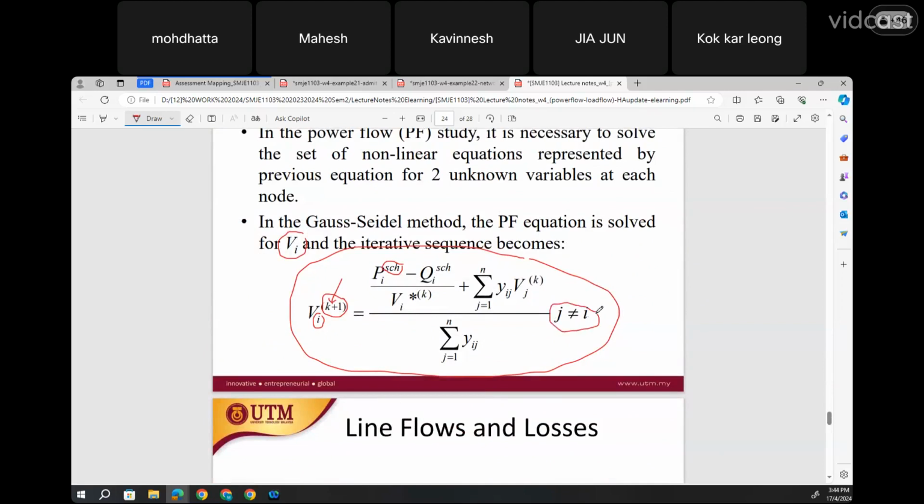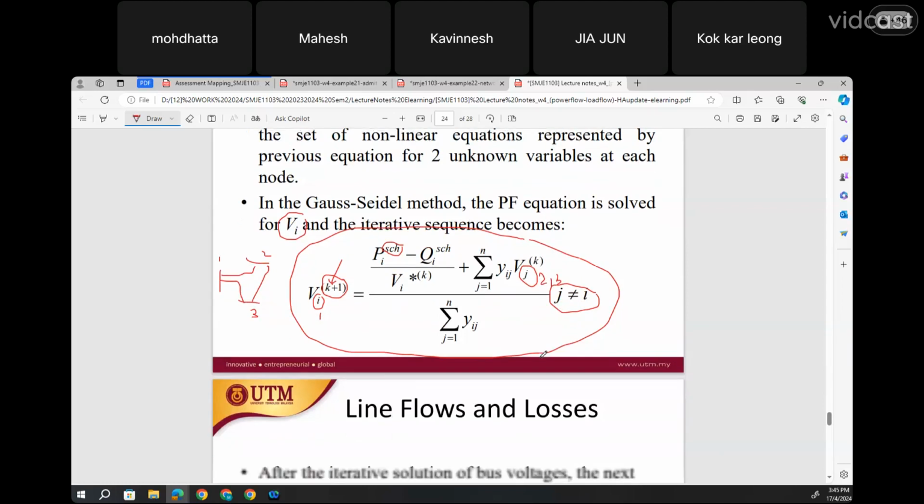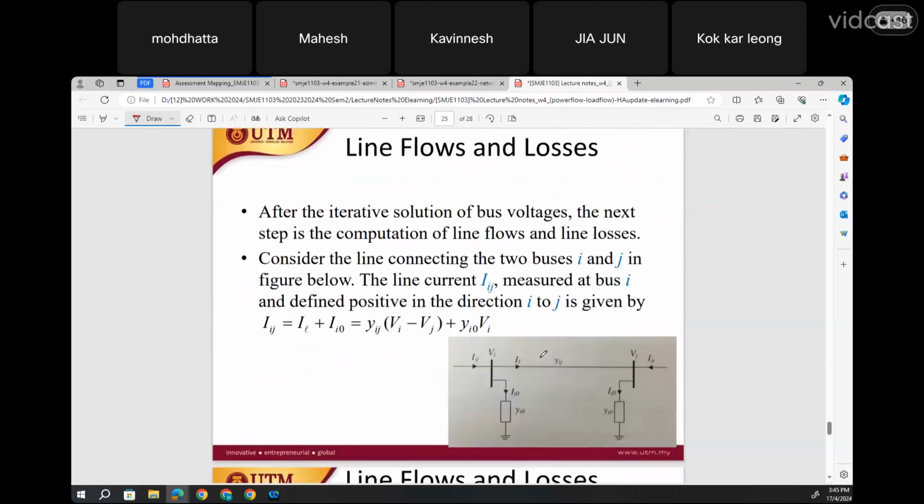And another thing is here. Why j not equal to i? Because if you have 3 buses like this, this is bus number 1, number 2, number 3. If you choose i as 1, this j over here cannot be 1. It should be either 2 or 3, or 2 and 3. All right.